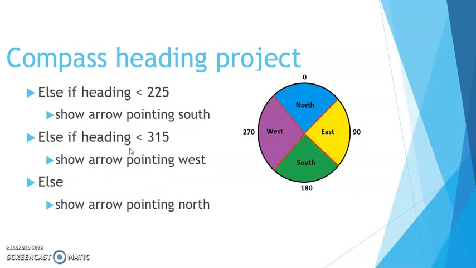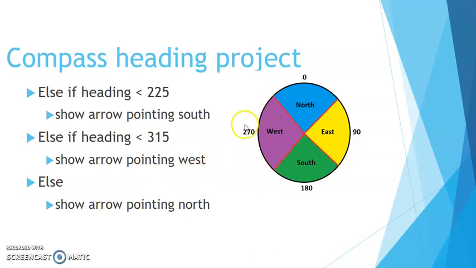And then the next one we're going to look at is if it's greater than or equal to 135, but less than 225, then we're in this section here, and we want to show an arrow pointing south. And then the next one is where it's greater than or equal to 225, but less than or equal to 315, and that means we're in this section here. Then we're going to show an arrow pointing west.